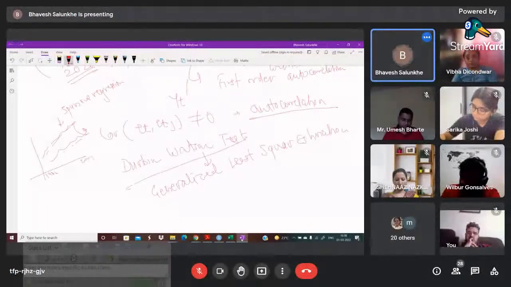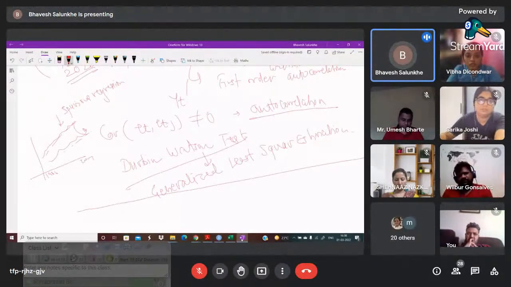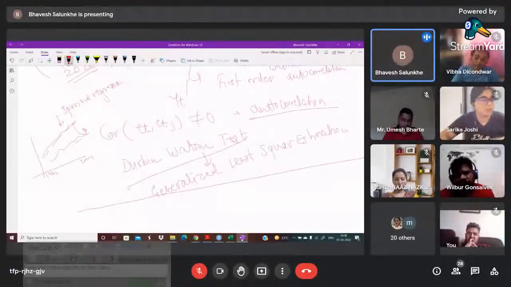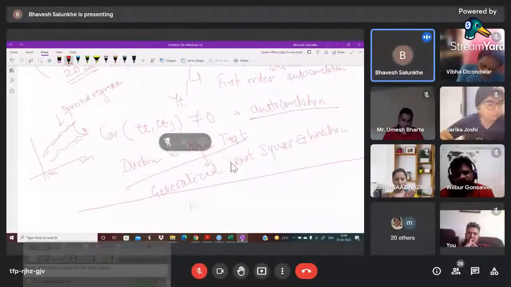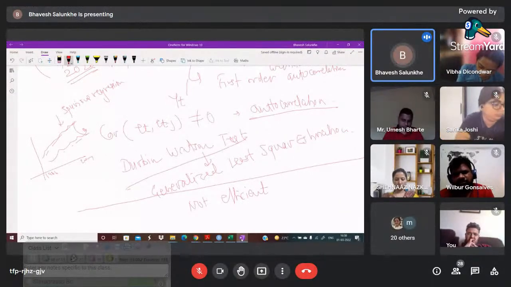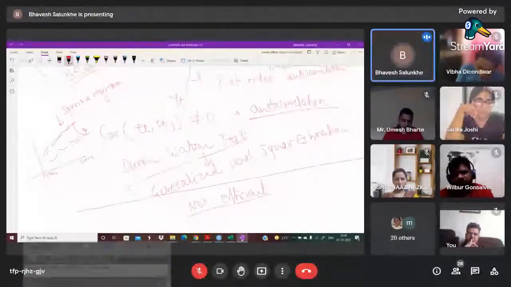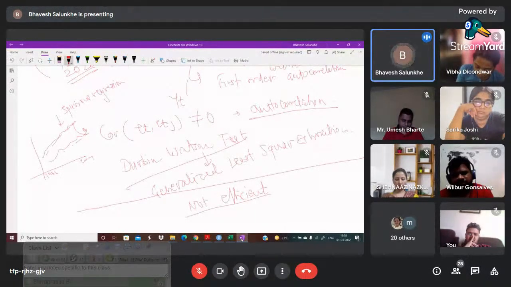The implication of this, I think you can go to the book. The OLS estimator is still unbiased. It is consistent, but it is not efficient. So you cannot guarantee that the OLS estimator has minimum variance. The variance formula is different when there is autocorrelation in the regression model.